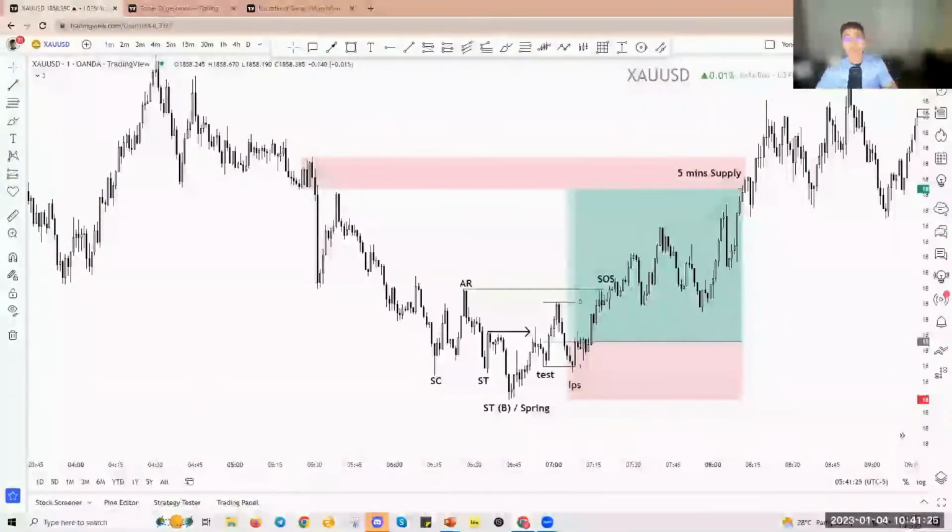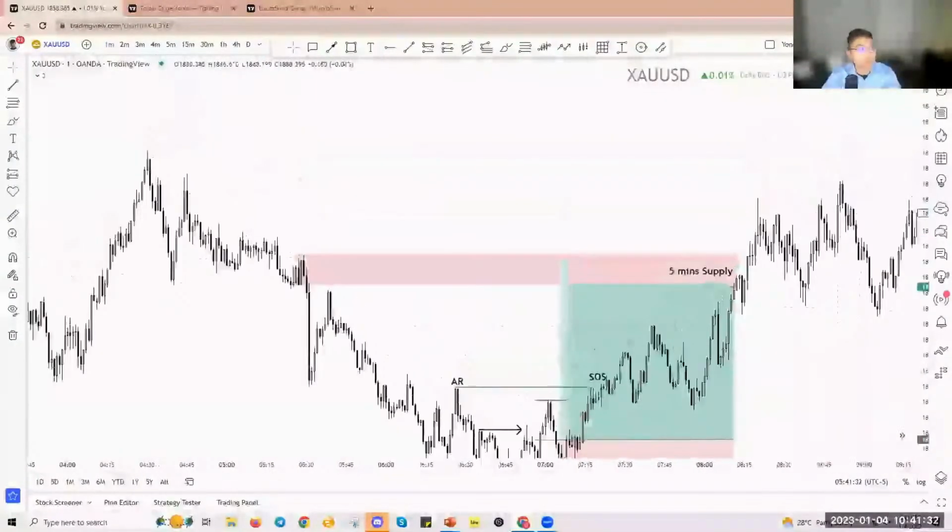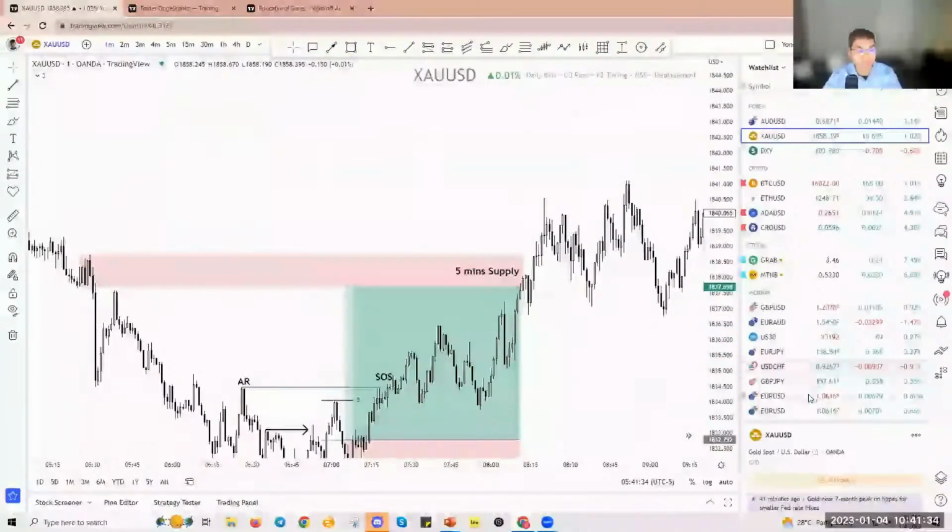Okay, if there are no further questions, I'll just move on to the Wyckoff distribution schematic. So distribution is when prices are moving downwards.